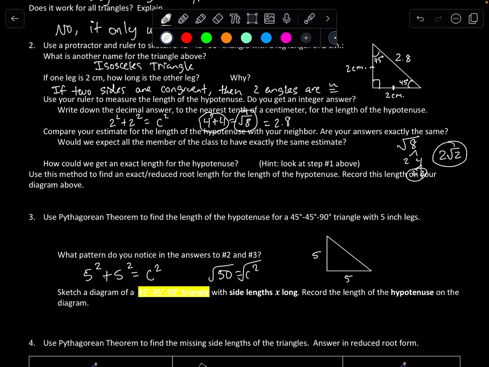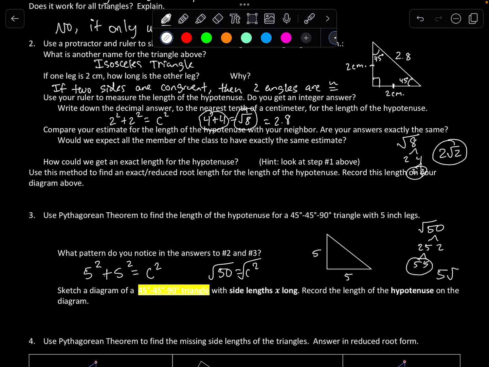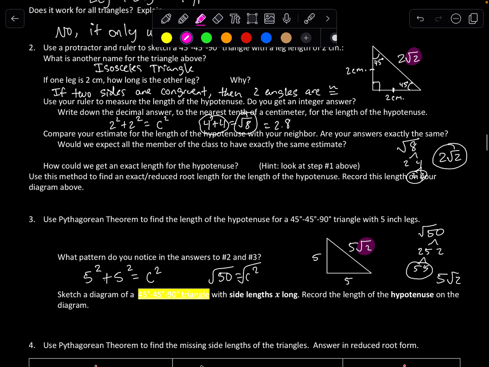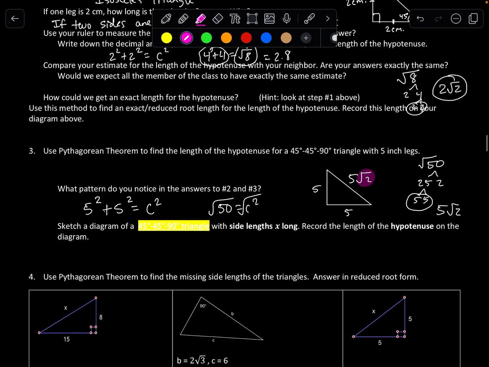All right, what do you think this one's going to be? Well, what's the square root of 50 simplified? Square root of 50 is 25 times 2, which is 5 times 5. Circle the pair. It's 5 root 2. So this length out here is really 5 root 2, and I'm going to change this 2.8 up here to 2 root 2. And it's going to ask, hey, what patterns do you notice? Well, hopefully you notice that the hypotenuse is just 5 times root 2, or 2 times root 2 up here when the leg was 2.